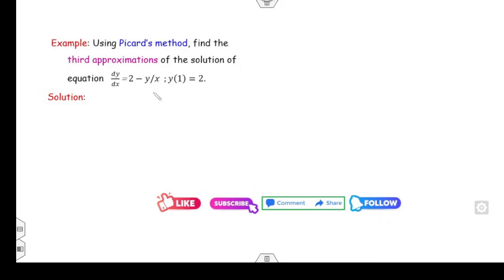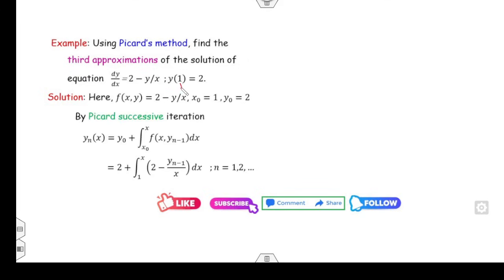Let's apply Picard's method, find the three approximations of this integration. You can see the starting point is 1. So you can write yn, y naught, starting point is 1 to x. What is f? It is 2 minus y of n minus 1 over x. Fine. And clearly the function 2 minus y over x is continuous at the point 1, 2. It will never go to infinity; at 1, 2 it can go to 0 but not infinity.